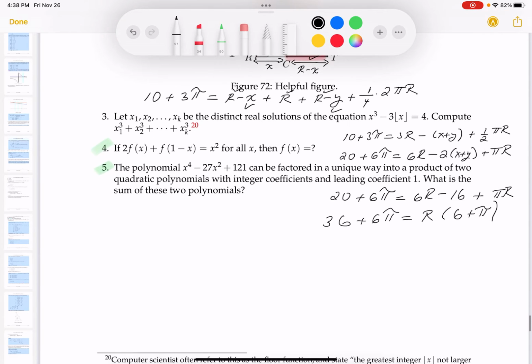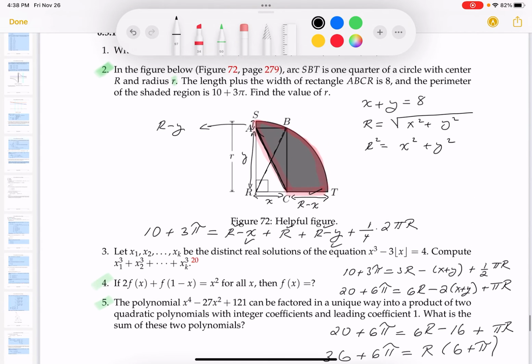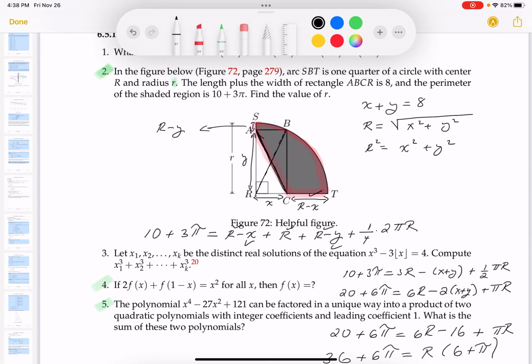Let's hope I didn't make any mistakes. 36, whoops, plus 6 pi divided by 6 plus pi is equal to r. I'm going to do a quick look over it and see how I did. So r minus x, again, I'm using uppercase R for the radius. That looks pretty good. R minus x plus r minus y, and a quarter of a circle would be 1/4 2 pi r. Yeah, I think I did okay.